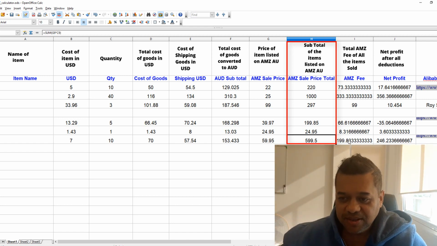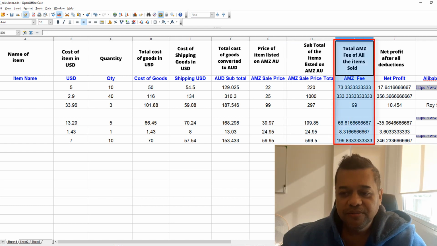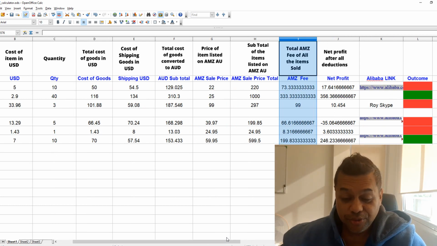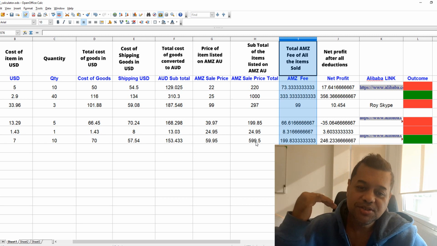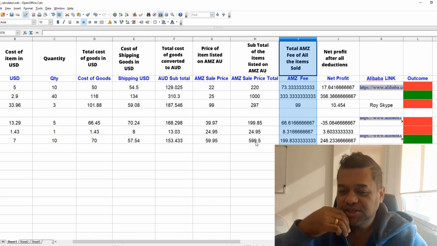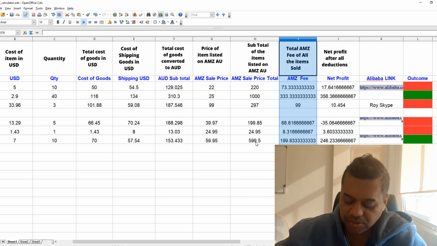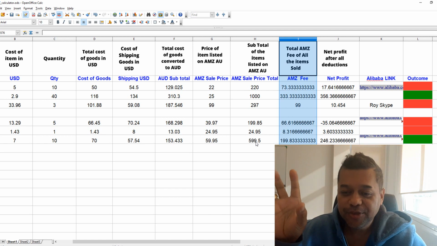Now this is really important. This next column is the total Amazon fee for all the items sold. Based on my data over the last 8 months, it's generally about 33%. So basically it's a third of the price. The higher the price you sell it for, the bigger the cut Amazon takes. So just remember, the golden rule is a third. Amazon's going to take a third of what you sell for.